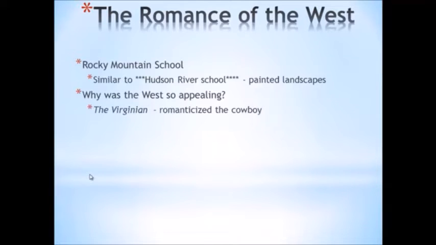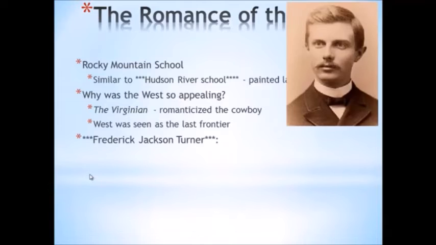So why was the West so appealing? Well, there's this book, The Virginian, that romanticized the cowboy. You see a lot of people really start to fall in love with the idea of a cowboy, this tough, rugged individual who is making a name for himself and making money out west. And the West was seen as the last frontier, like really the final place in the United States that you could go and kind of make money.